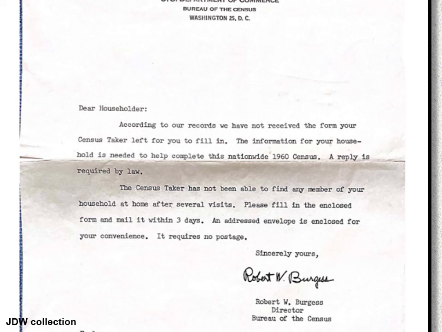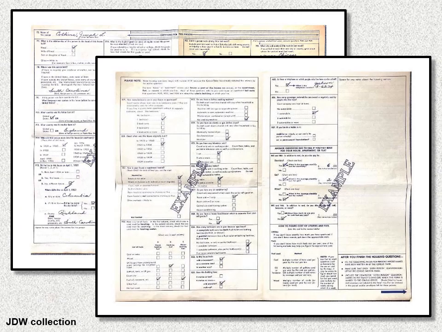Sounds serious here. The census taker has not been able to find any member of your household at home after several visits. Please fill in the enclosed form and mail it within 3 days. An address envelope is enclosed for your convenience. And it shows you a sample of the long form. So this is the long form. There's a lot more information here that's required.